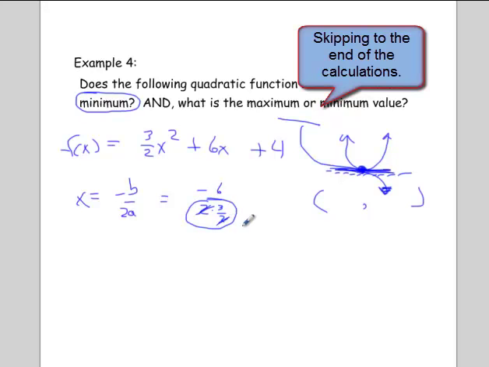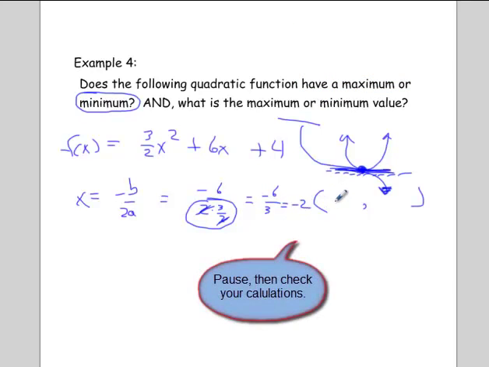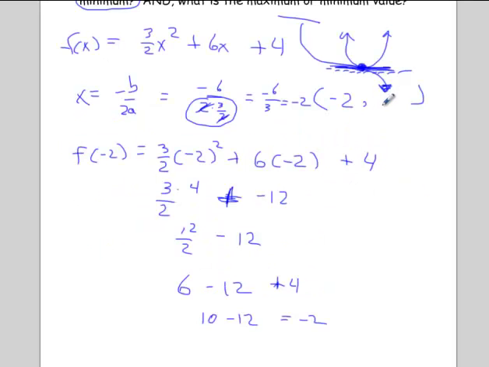I could have done it another way. I could have canceled those out. So I've got negative 6 over 3, which is negative 2. So my x value is negative 2, and then I plug that back into this function. So the point negative 2, negative 2. So my answer is where it has a minimum, and that minimum is negative 2.